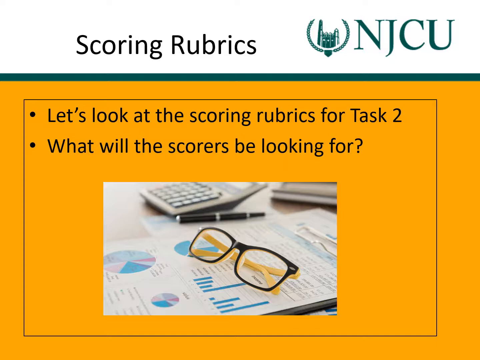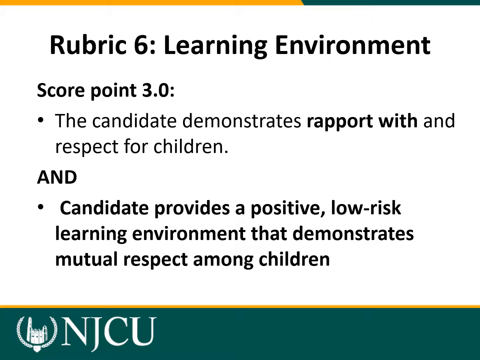Let's look at the scoring rubrics to see what the scorers are going to be looking for. In rubric 6, they're going to be looking for the learning environment. And score point 3, which is the minimum that you can get to pass, the candidate demonstrates rapport with and respect for children, and the candidate provides a positive, low-risk learning environment that demonstrates mutual respect among children. So keep it positive. Don't yell at the kids. Don't get frustrated. Don't get upset. Keep it positive, show your good relationships with them and that you can manage the class.